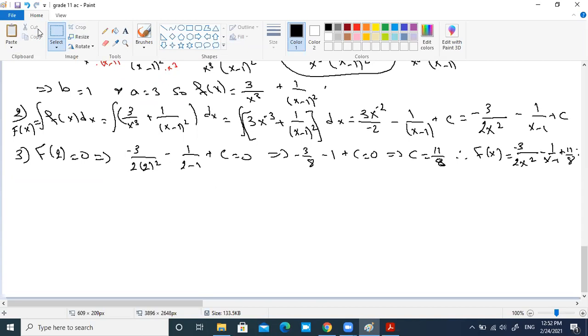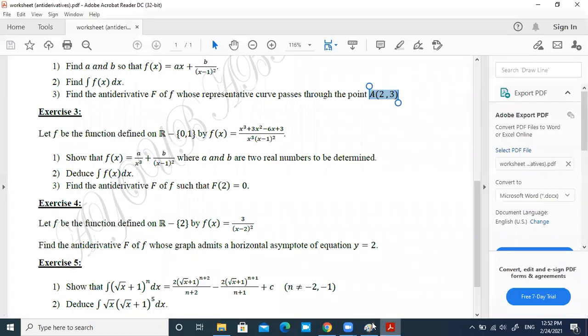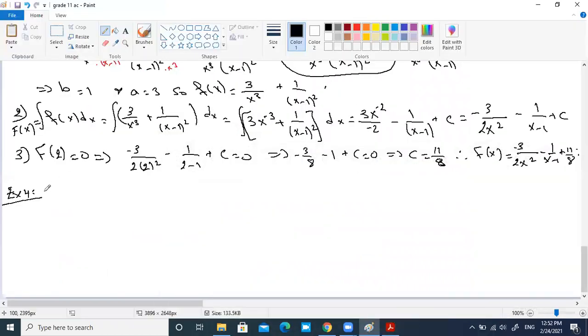Let's go on and solve exercise 4 after this. Let's go to the next chapter, exercise 4. What do we have? Direct function f of x is equal to 3 over x minus 2 squared.